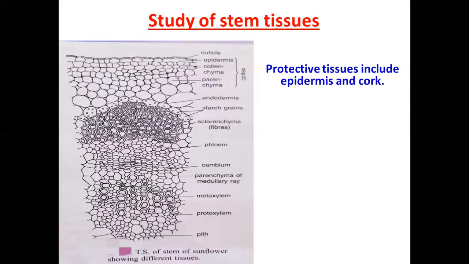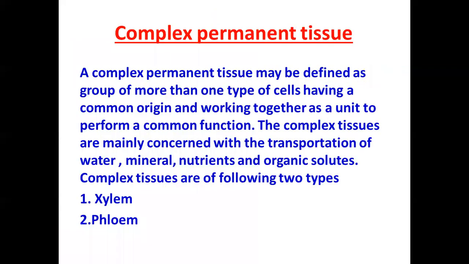Now next is complex permanent tissue. So we have seen simple permanent tissue. Now next is complex permanent tissue. Now what is complex permanent tissue? In simple terms, a complex permanent tissue may be defined as a group of more than one type of cells having a common origin and working together as a unit to perform a common function. The complex tissues are mainly concerned with the transportation of water, mineral nutrients, and organic solutes.